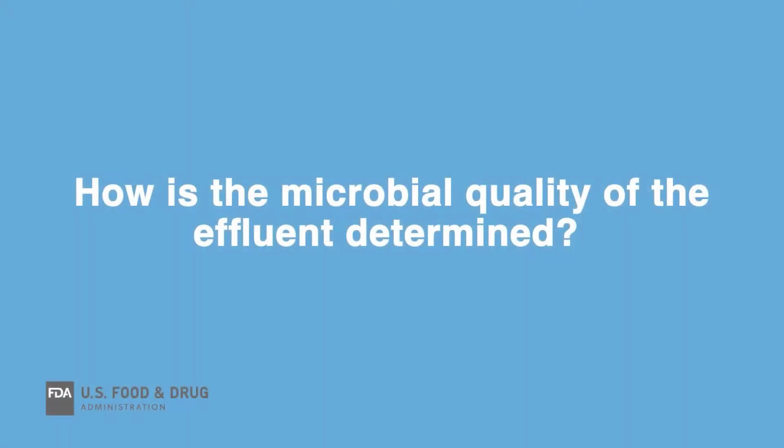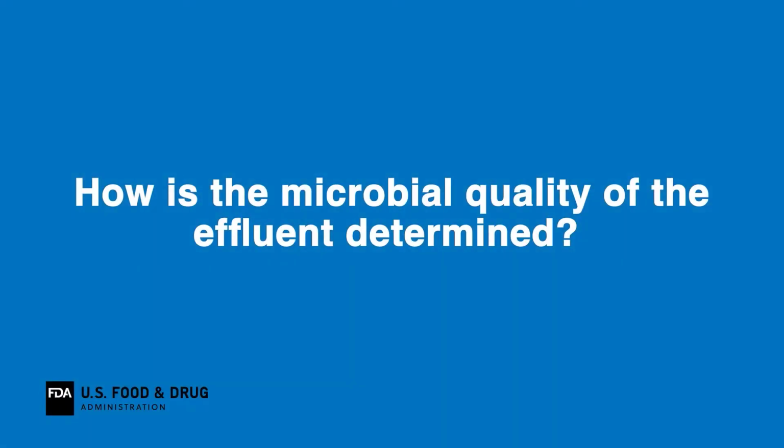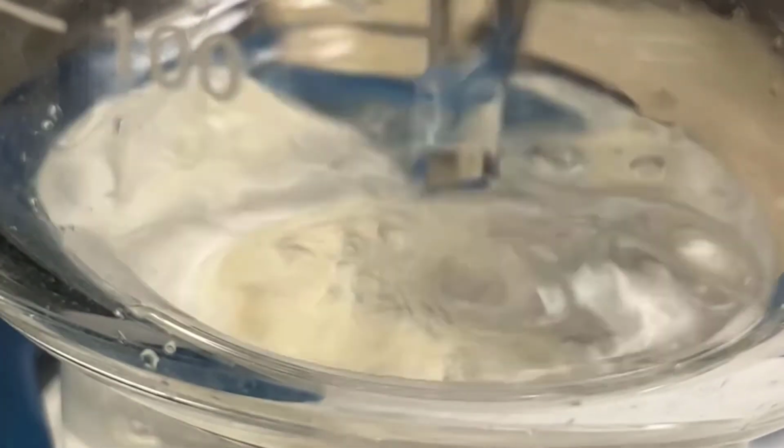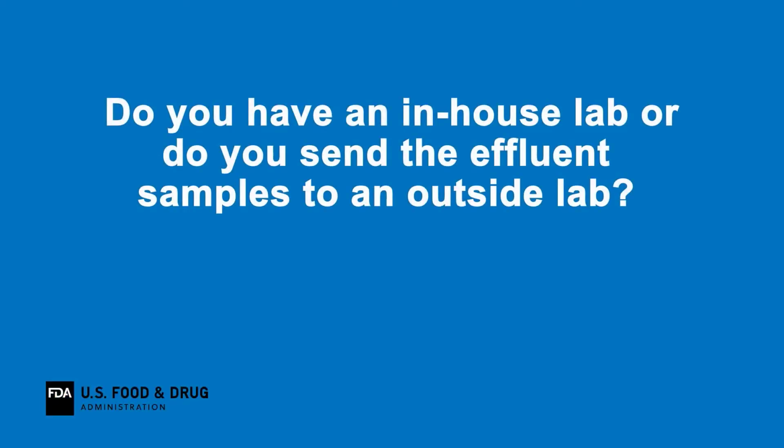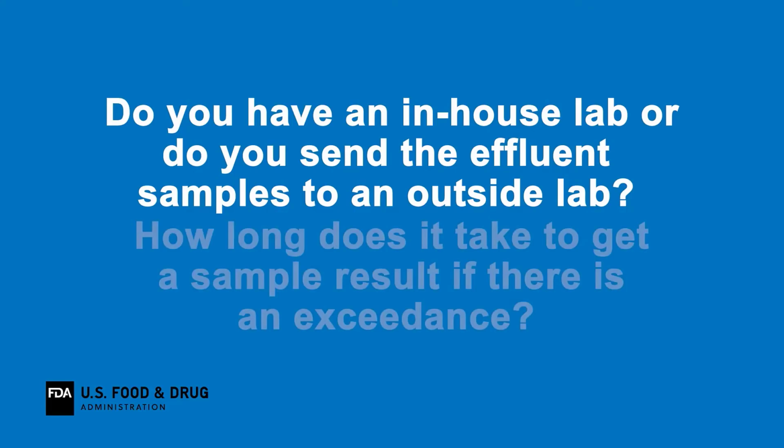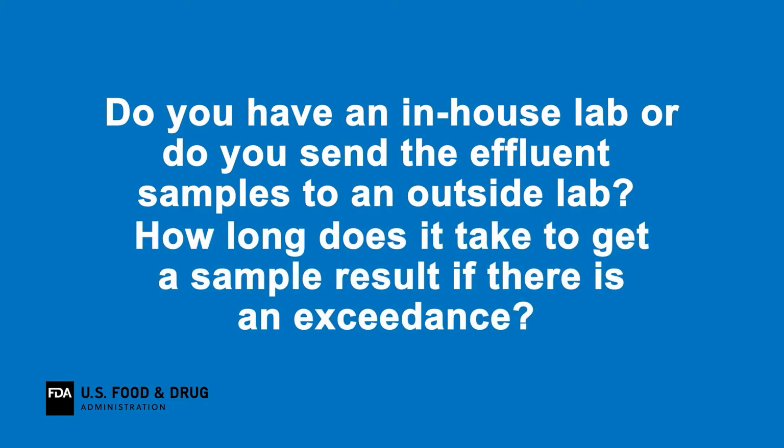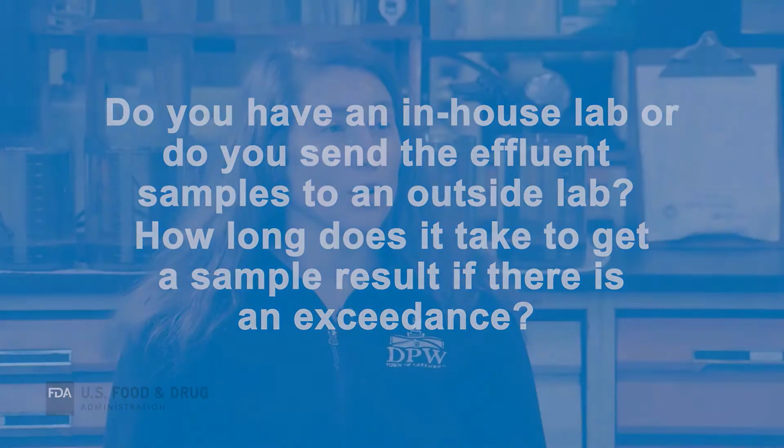How is the microbial quality of the effluent determined? We perform both fecal coliform and enterococci counts 4 days a week on samples taken during peak flow times, usually around 11 a.m. Do you have an in-house lab, or do you send the effluent samples to an outside lab? And how long does it take to get a sample result if there is an exceedance? We do all of our bacterial counts in-house. We use the IDEXX QuantiTray system.